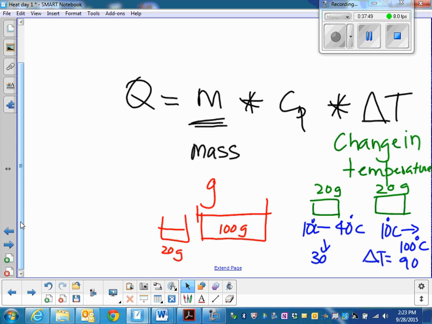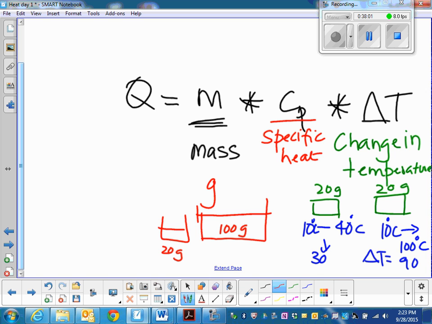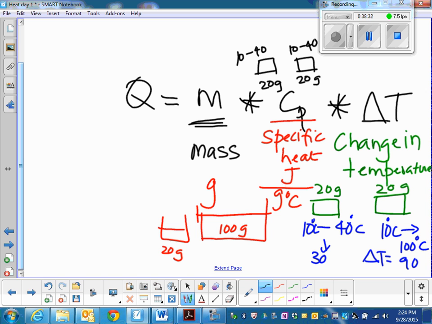Now, the third situation is, what does this stand for? Specific heat. And what is the unit of specific heat? Joules per gram degree Celsius. So this situation is, I have two blocks. Both their masses are 20 grams. I want to change the temperature from 10 to 40. No change in all that.